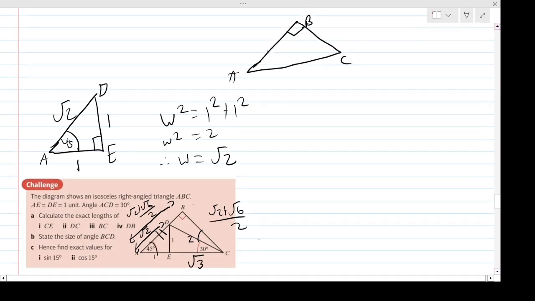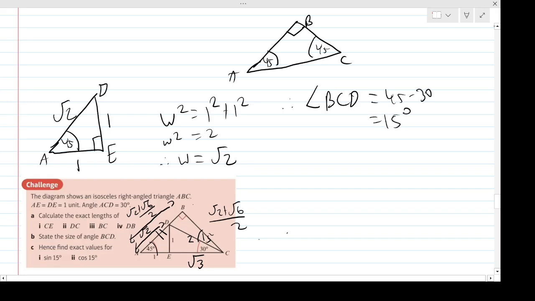Well, we know this angle's 45. That angle's 90, so the other angle has to also be 45 then, right? So if the overall angle's 45 and this angle's 30, then the other angle has to be 15, right? So I'm going to say angle BCD is going to be 45 take away 30, which is 15.